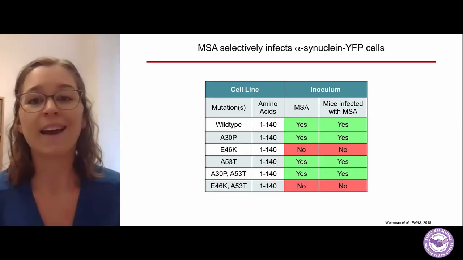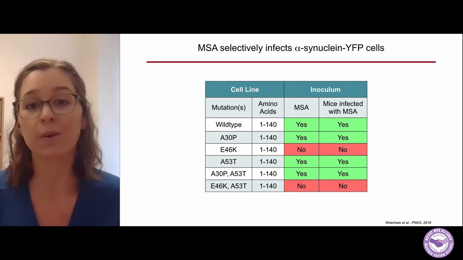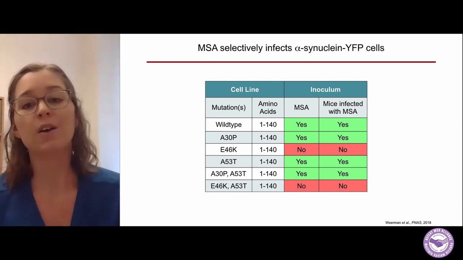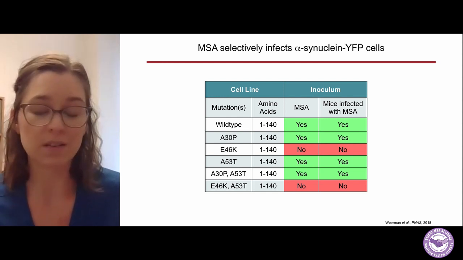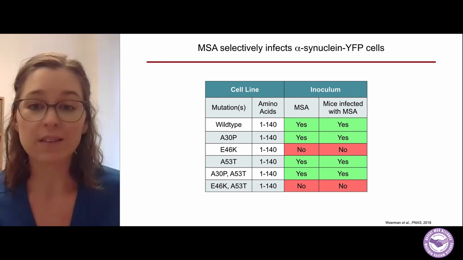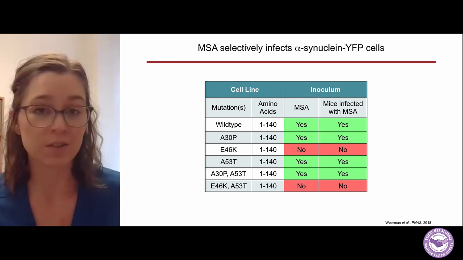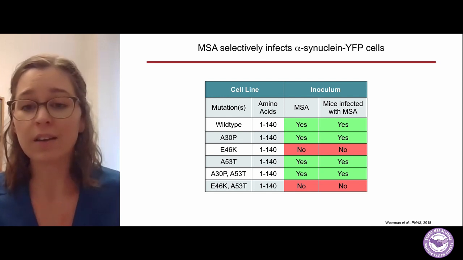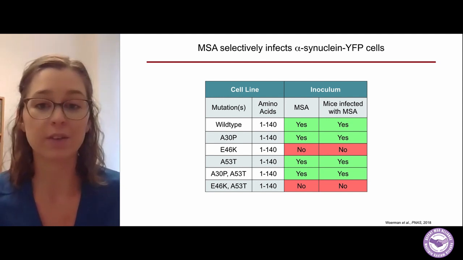Okay, and so when we used MSA as our source of α-synuclein, or the mice that were infected with MSA as the source, what we found was that these samples could infect the wild type cells. They could also infect cell lines that harbored the A30P mutation from Parkinson's disease. And they could infect cell lines that had a double mutation with A30P or A53T.